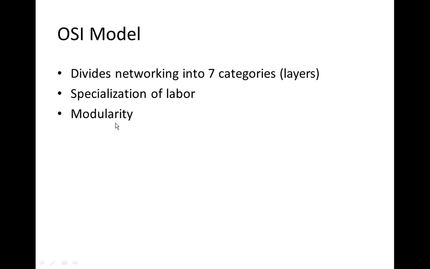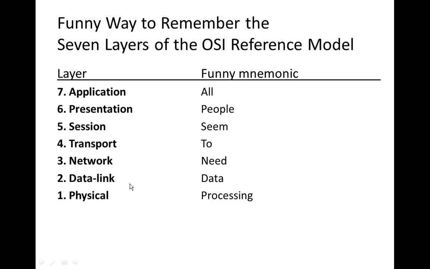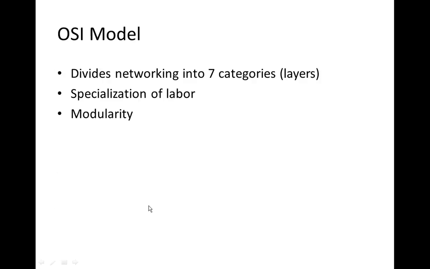Modularity means you can change any one variable, but you don't have to change the others. In other words, if I wanted to change the physical cabling, what would we have to do differently on the web pages? Nothing. They're independent. Conversely, if I wanted to change the contents of the web pages, what would I have to do to the physical cabling? In most cases, nothing. Modularity means you can change one variable without having to change others.